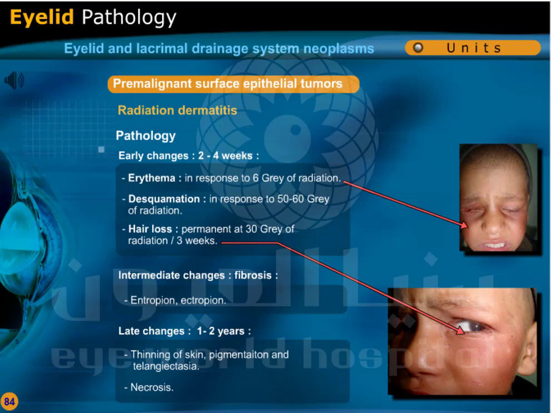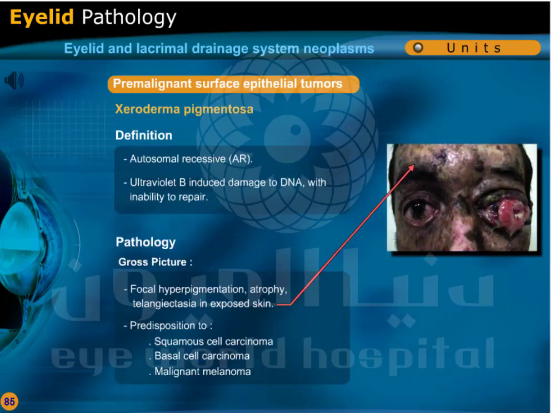Intermediate changes: fibrosis leading to entropion or ectropion. Late changes within 1 to 2 years: thinning of skin, pigmentation, and telangiectasia, also necrosis. Xeroderma pigmentosum. It is autosomal recessive, with ultraviolet B-induced damage to DNA and inability to repair. There is focal hyperpigmentation, atrophy, and telangiectasia in exposed skin. Xeroderma pigmentosum predisposes to squamous cell carcinoma, basal cell carcinoma, and malignant melanoma.